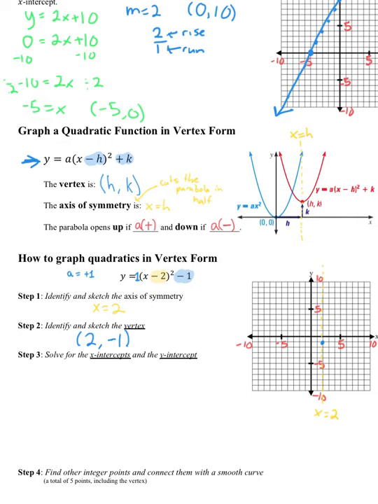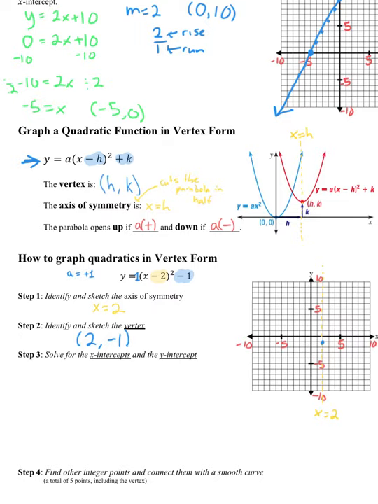Now I want to solve for the x-intercepts and the y-intercept. Sorry, going a little too fast. Slow down a little bit. So what I want to do next is solve for the x-intercepts and the y-intercept. To solve for the x-intercept, we do exactly what we did before: we plug in 0 for y. And to solve for the y-intercept, we plug in 0 for x. That's the idea there.